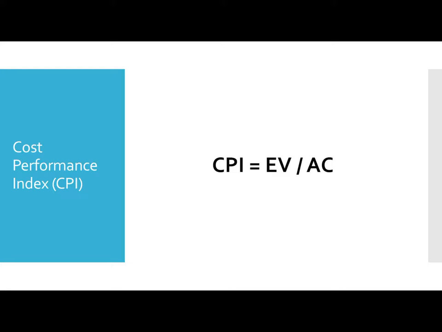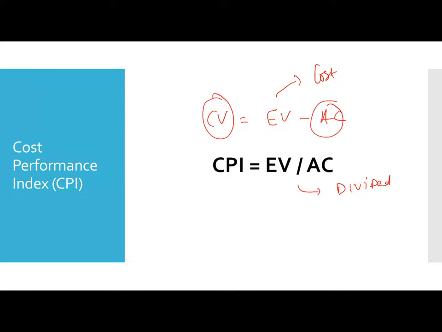Cost performance index is the rate at which the project is proceeding. It's earned value divided by actual cost. In cost variance you had earned value minus actual cost. In cost performance you have earned value divided by actual cost. Always remember earned value comes first, and the actual cost comes second. Two times we get cost over here, so it's easier for you to remember the formula.